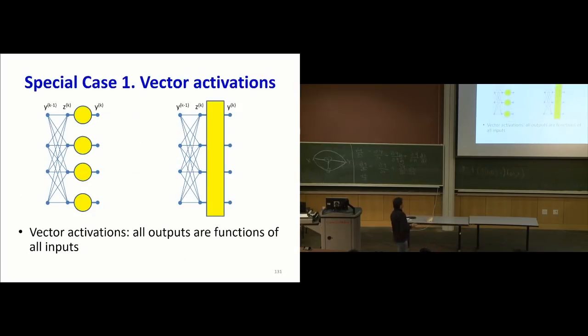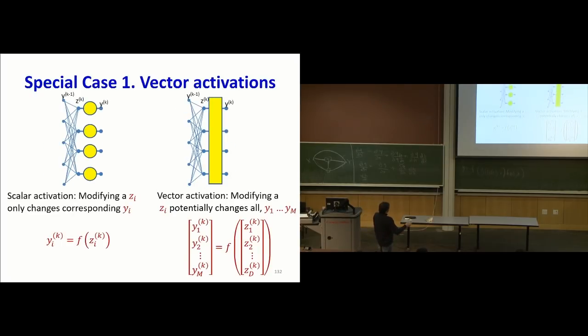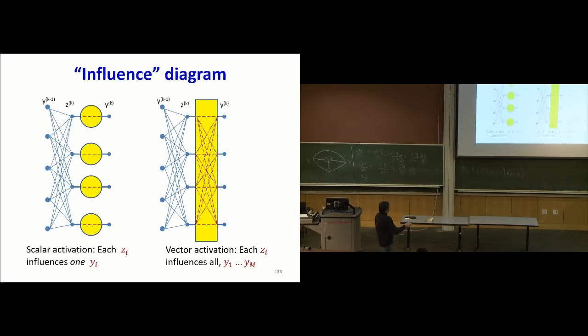The special case is vector activations, where all outputs are functions of all inputs. So here, for example, if this y is a function of the entire vector of z's, I can write this vector of y's as a function of the vector of z's. And in this case, if you look at any particular y, I can actually draw these connections. The influence diagram is that this y is influenced by all of these z's.